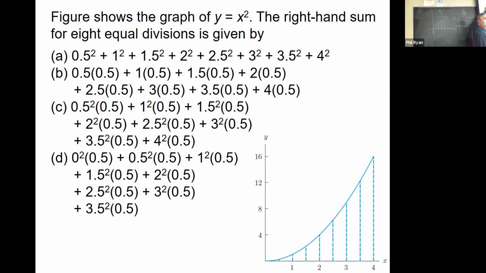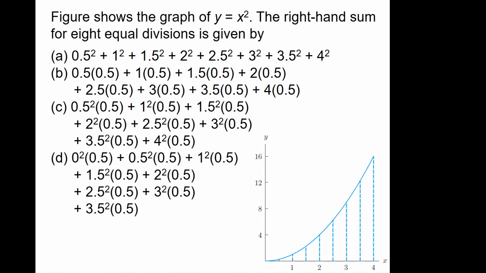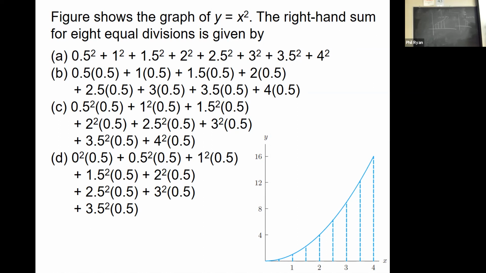Why is this wrong? Remember, we're adding rectangles. Why isn't this a rectangle? It's a square, right? Because we're doing the function square, right? So these are heights. What's the width of the rectangle if we've got 8 equal subdivisions over 0 to 4? What's our delta x? 0.5, right? So exactly these three things do give areas.